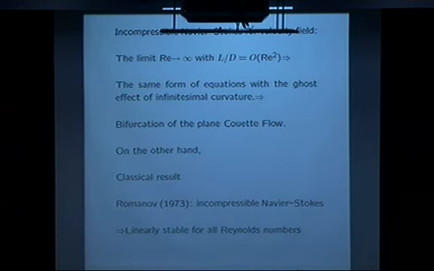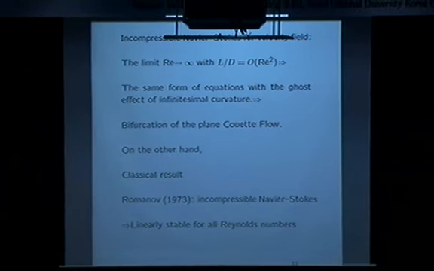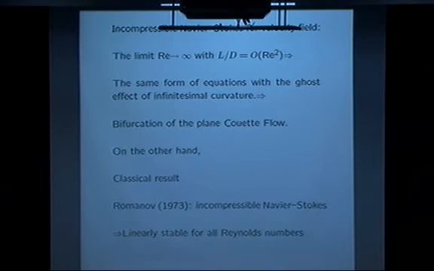On the other hand, the classical result is that Romanov studied the linear stability of the incompressible Navier-Stokes equation, and found that the solution is stable for all Reynolds numbers. But depending on the speed of going to zero compared with the Knudsen number, we have the bifurcation. Therefore, in this way, we can find the bifurcations of this one.